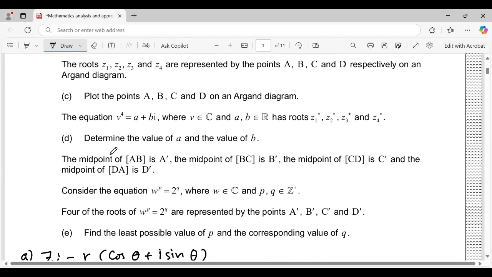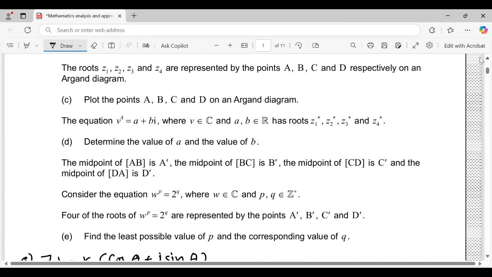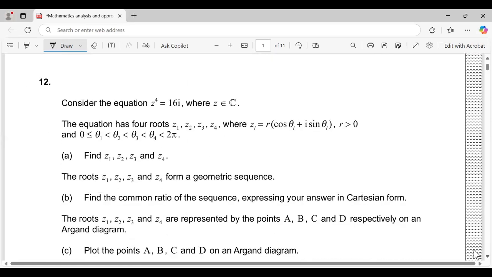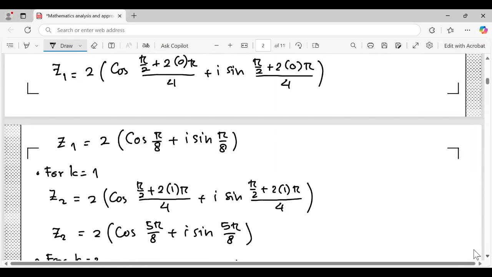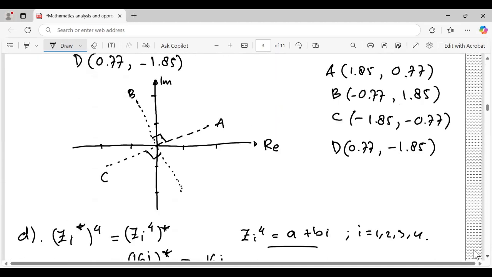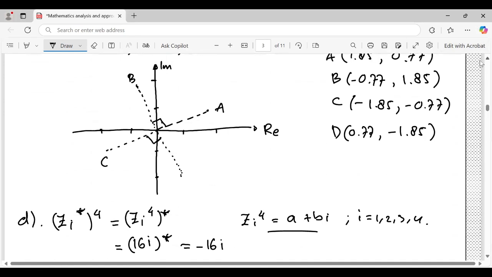The midpoint of AB is AX, the midpoint of BC is BX, the midpoint of CD is CX, and the midpoint of DA is DX. Wait, sorry, I'm going to show you this. The midpoint of AB, okay.